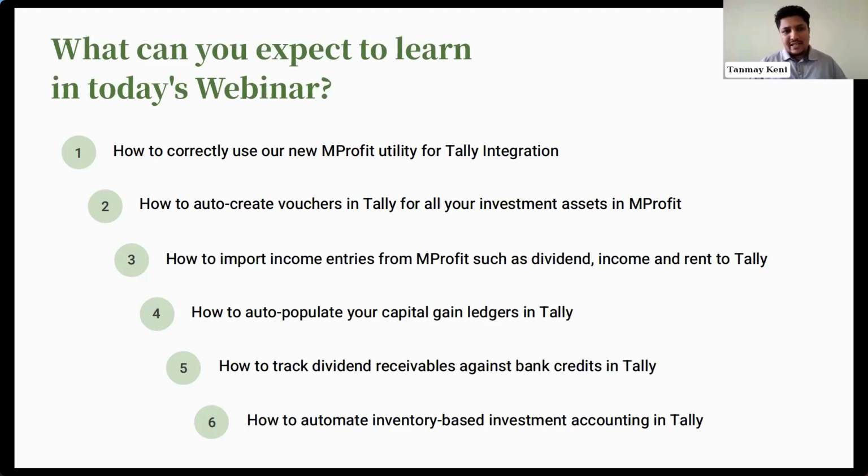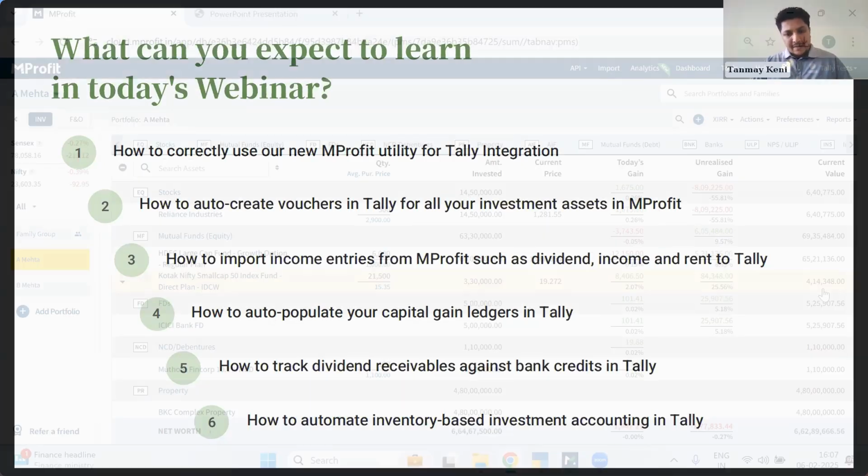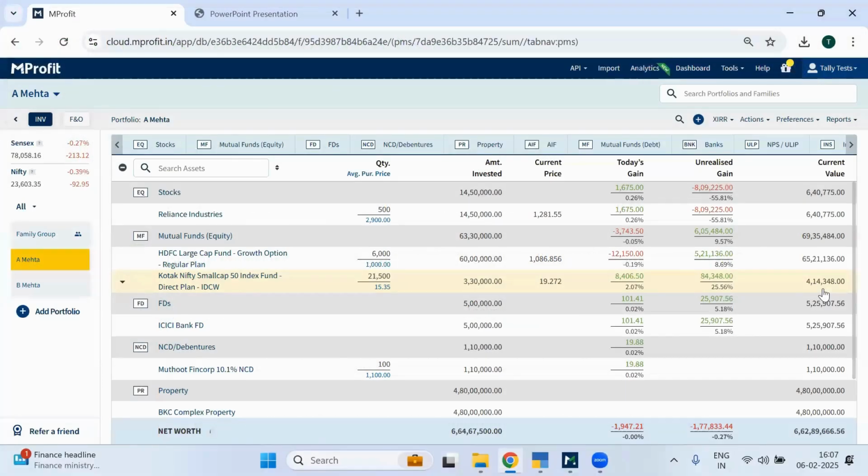So what I'll do, I'll share my screen and I'll actually show you the entire flow, how this can be done. So before I start showing the entire process, let me quickly explain on a high level. So basically, it's a three-step process. First step is to download your investment data in a voucher format from the MProfit Cloud application. Second step is to use the Tally utility.